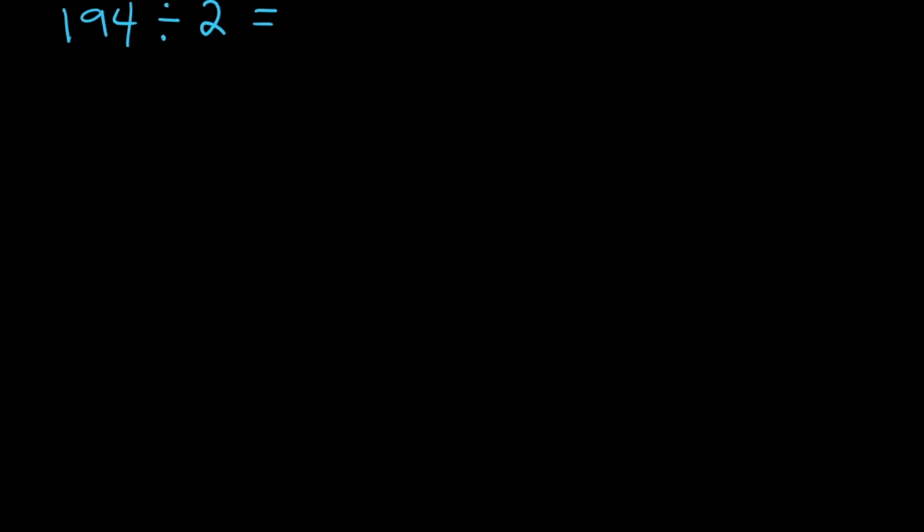Now let's get started. Before we go ahead and solve this problem, there are two terms that you need to be familiar with, and those two terms are a dividend and a divisor. The dividend is a number that you'll be dividing. In our case, that would be 194. And our divisor is a number that will be dividing the dividend. Now with that out of the way, let's get back to our problem.